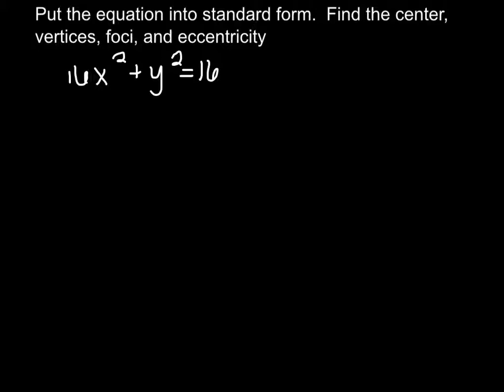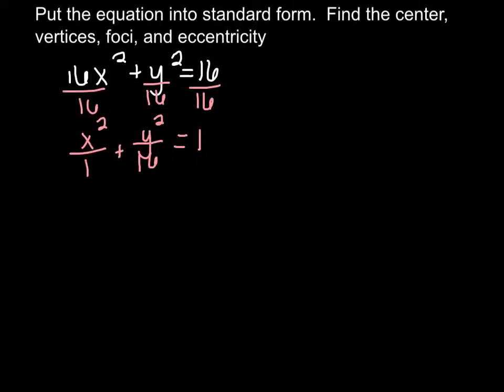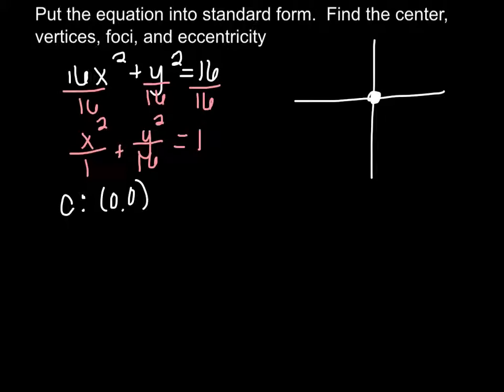This next equation is not in standard form because to be in standard form it has to equal 1. So I'm going to divide everything through by 16 and simplify. That's going to give me x squared over 1 plus y squared over 16 equals 1. So at this point I can figure out that the center of my ellipse is at the origin, and my major is going to fall underneath my y.